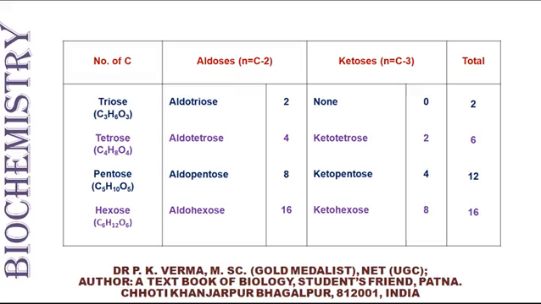In totality, triose has only 2 types, but tetrose have 6 types, 4 aldoses and 2 ketoses. Pentoses have 12 types, 8 aldoses, 4 ketoses, and hexoses have 24 types, 16 aldoses and 8 ketoses.